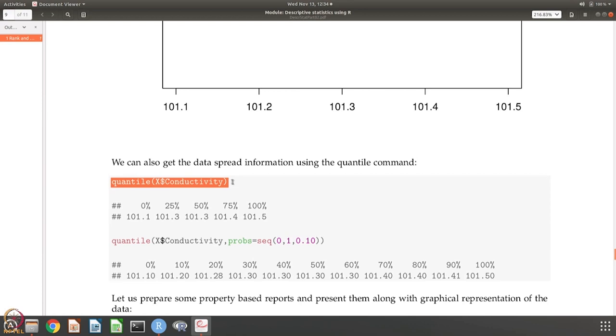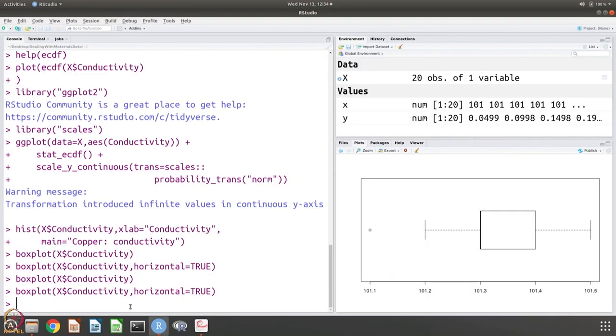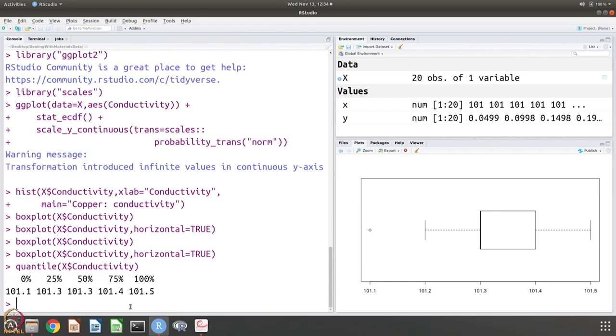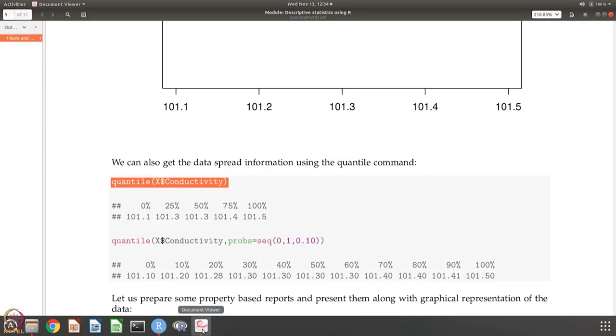You can also say quantile. This is not a graphical representation, but it will give you the numbers. So, it says that 25% of the data is achieved at 101.3, 50% also at 101.3, and 75% of the data is at 101.4, and 101.5. So, this is the quantile, how much of data is in which range.